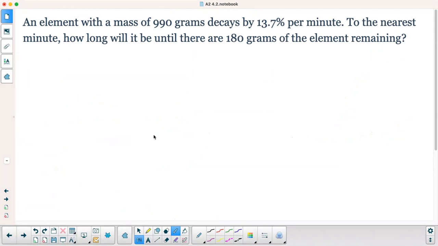All right. So a couple other things here, some bonus questions. An element with a mass of 990 grams decays by 13.7% per minute to the nearest minute. How long will it be until there are 180 grams of the element remaining? So you start out at 990. You're going to do 1 minus 0.137.